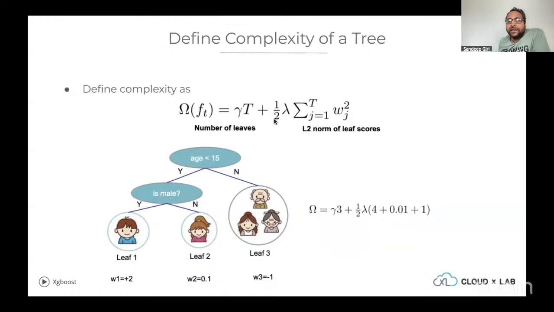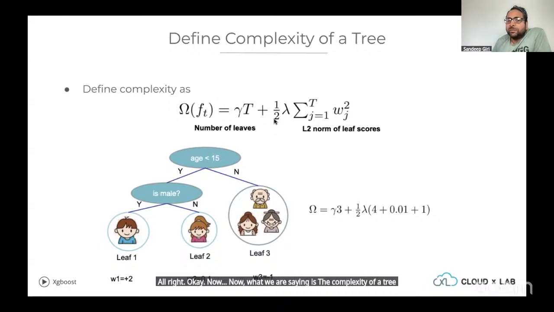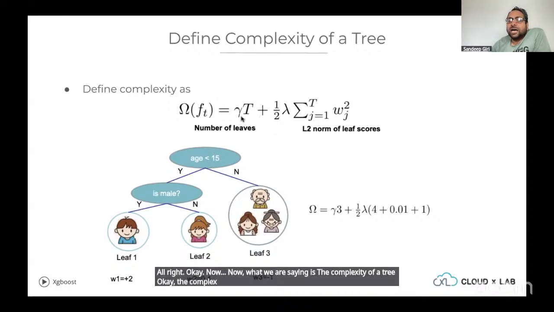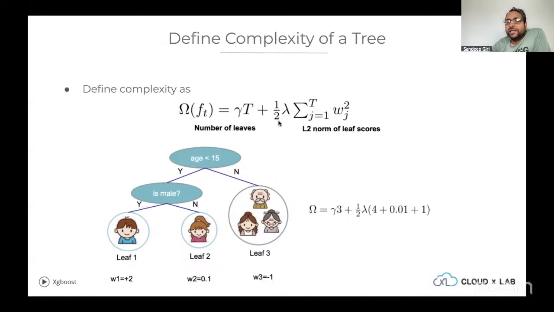Now, what we are saying is the complexity of a tree. The complexity of a tree is how many splits does it have? Or how many leaves does it have? One, two, and three. Total number of leaves is three. This T is basically the number of leaves.